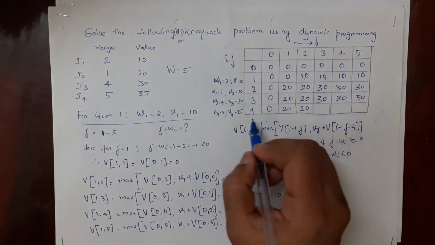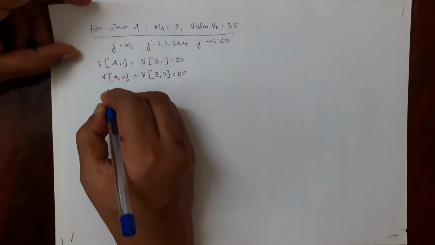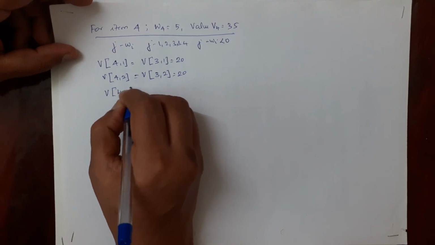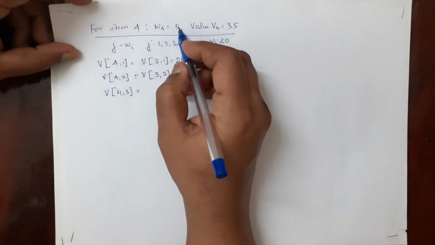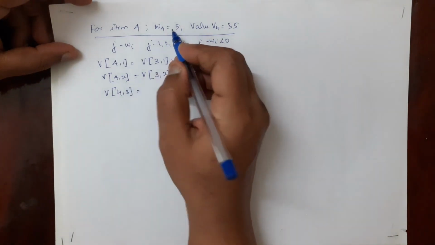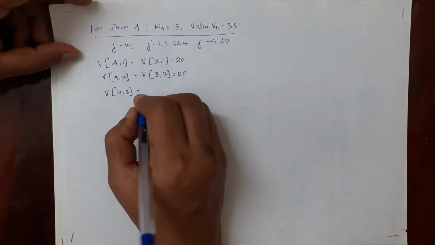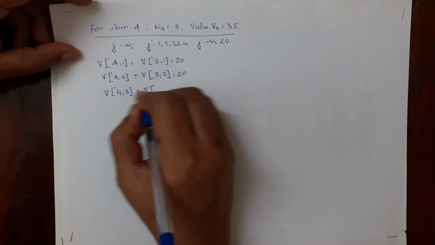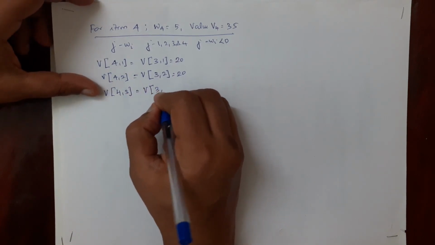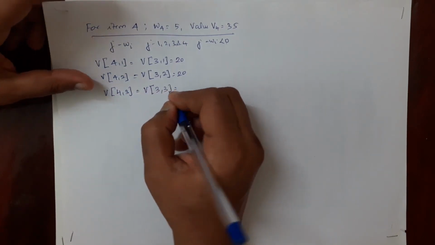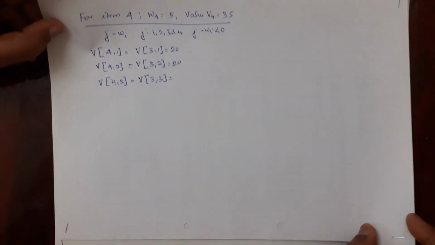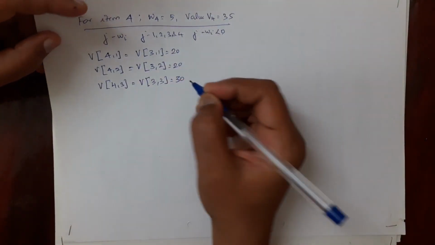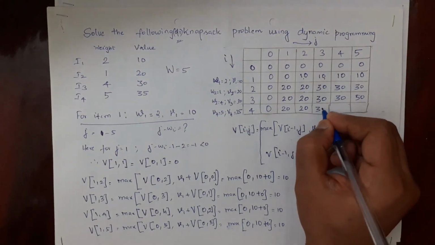Okay, next we have to find v of 4 comma 3. Here also the j value is 3. 3 minus wi, that is 5. 3 minus 5 is minus 2, which is also less than 0. So we just have to put i minus 1, that is 4 minus 1, 3 comma, the j value is 3. What is v of 3 comma 3? That is 30. So we have to fill 30 here. The same entry has to be filled in the table also.